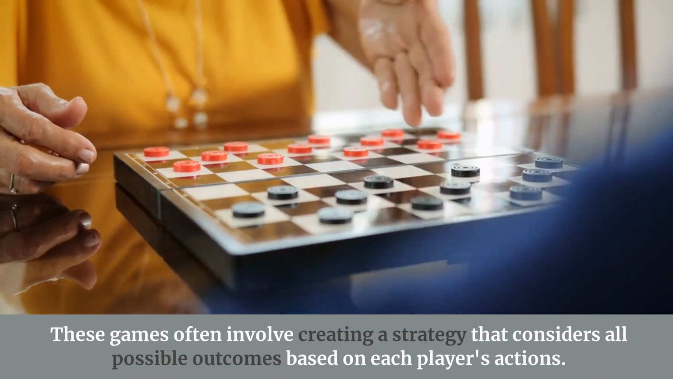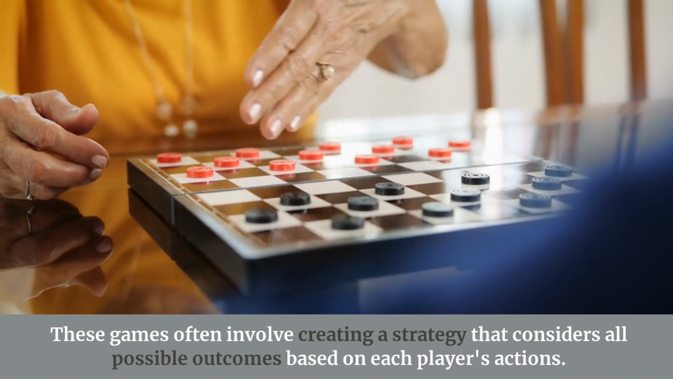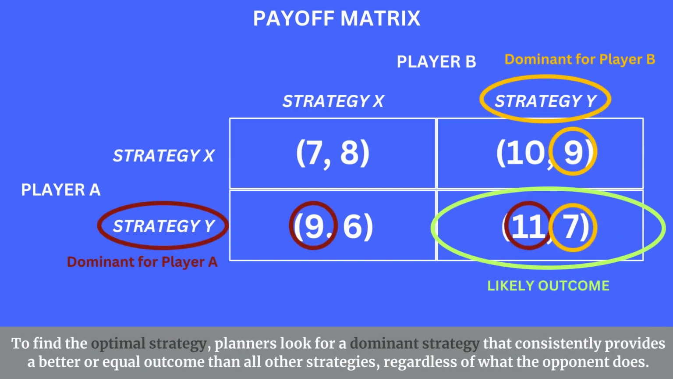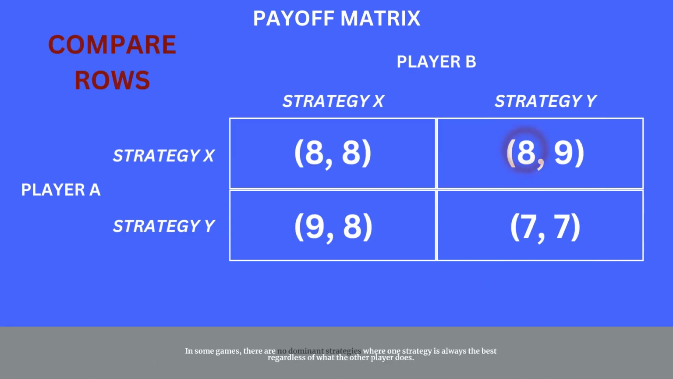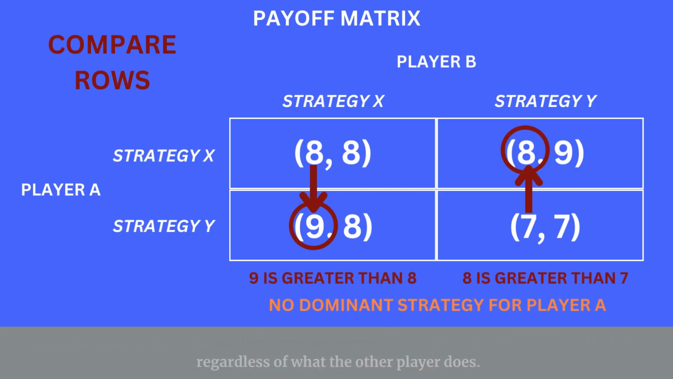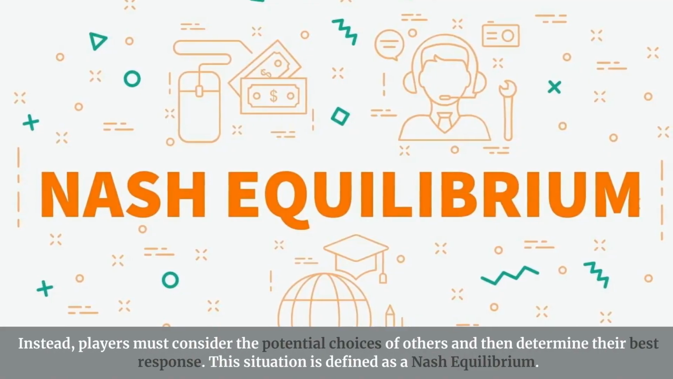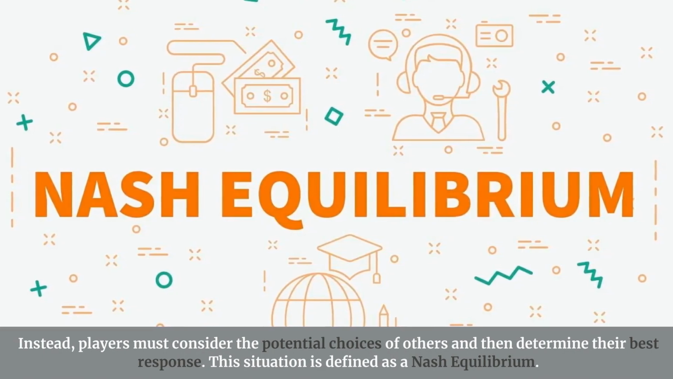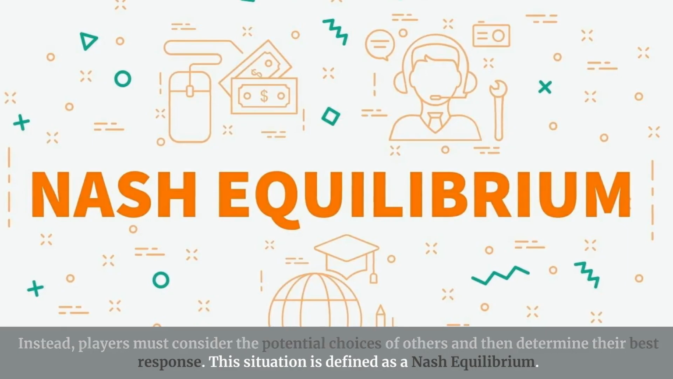To find the optimal strategy, planners look for a dominant strategy that consistently provides a better or equal outcome than all other strategies, regardless of what the opponent does. In some games, there are no dominant strategies where one strategy is always the best regardless of what the other player does. Instead, players must consider the potential choices of others and then determine their best response. This situation is defined as a Nash equilibrium.